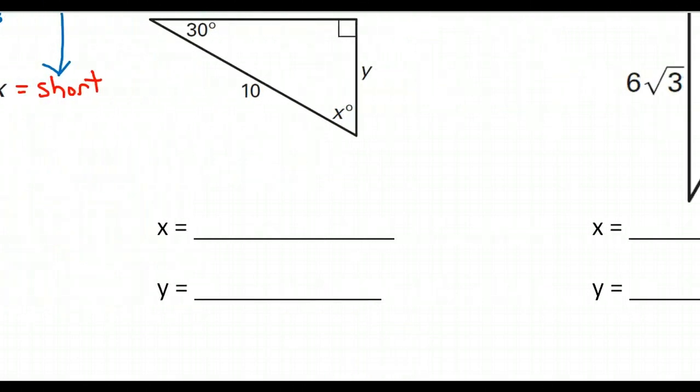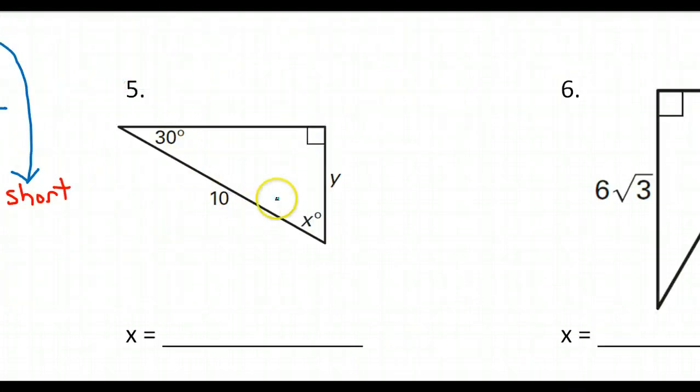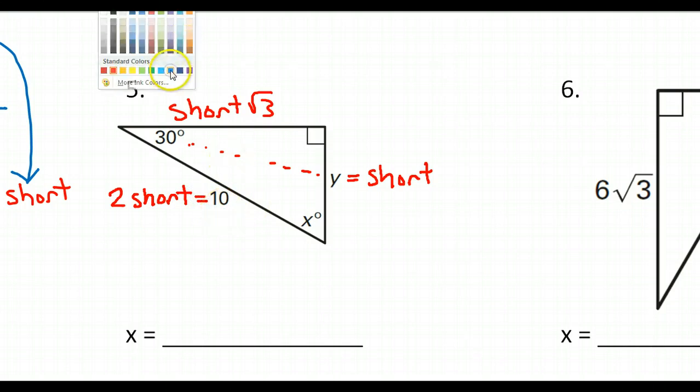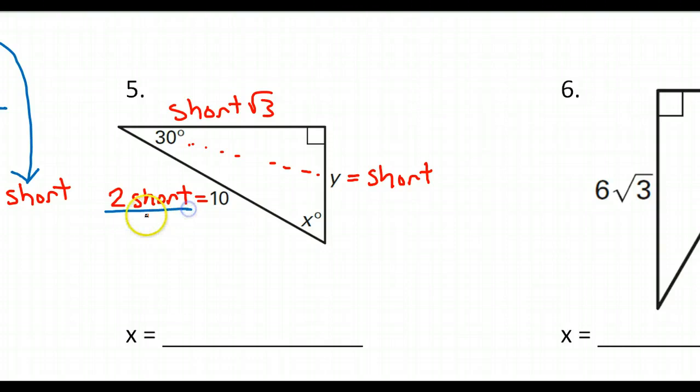Okay, let's keep practicing. Looking at the 30 degrees, that tells me that this is the short leg over here. So this is short. That means this is short radical 3, and that means this is 2 short. 10 is the only number I've got, so that's what I'm going to start with. I should be able to divide both sides by 2, and that will give me the short leg.